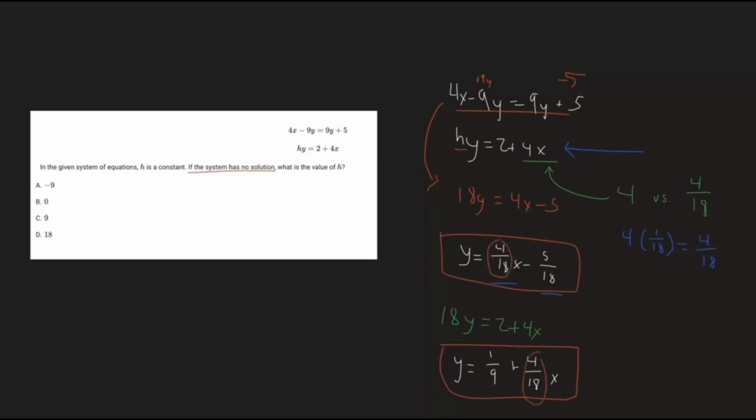But they have different y-intercepts as we wanted before. So this one has a y-intercept of negative 5/18. This one has a positive y-intercept of 1/9. This is messy. But because of that, we know the constant h is going to be the letter D, 18.